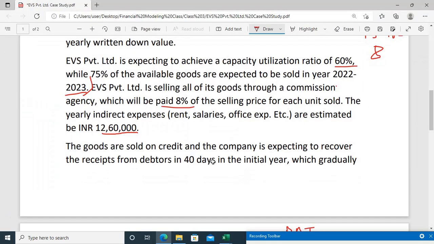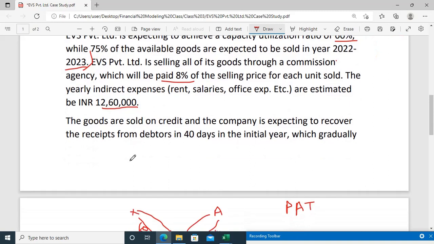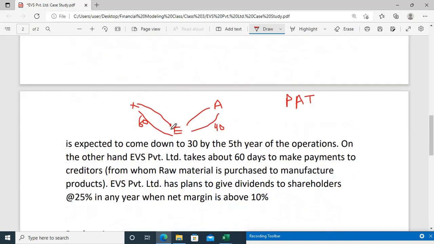Now let me see what is left here. Okay, so the goods are sold on credit and the company is expecting to recover the receipts from the debtors in 40 days in the initial year. So the goods are sold on credit, that is, our company EVS Private Limited sells its goods to the customers on credit and is expecting to recover its receipts from debtors in 40 days in the initial year, which is gradually expected to come down to 30 by the 5th year of operations.